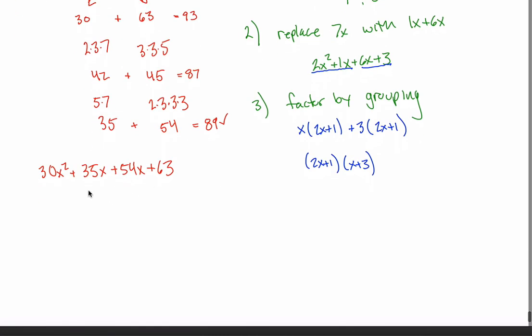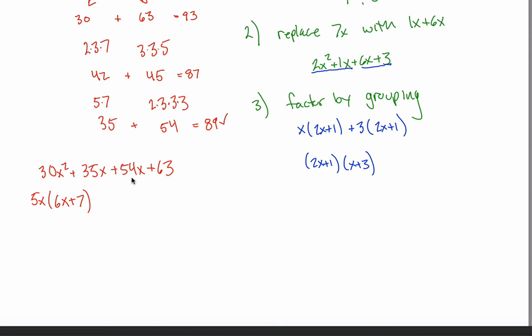And then I factor by grouping this first group. They both have an x in them, but more, they're also both divisible by 5. So I can pull out a 5x from this first group, and then I'm left with 6x plus 7, right? 5x times 6x gives me 30x squared. 5x times 7 gives me 35x.